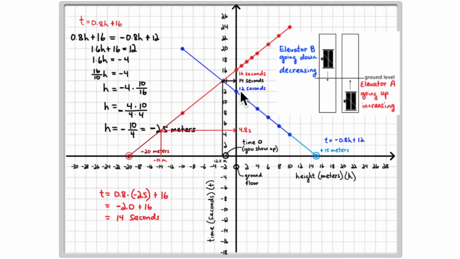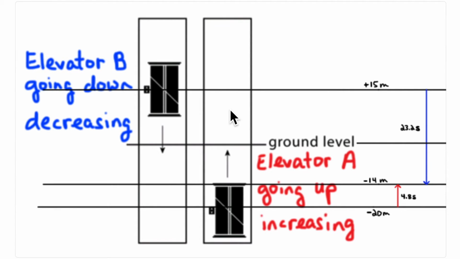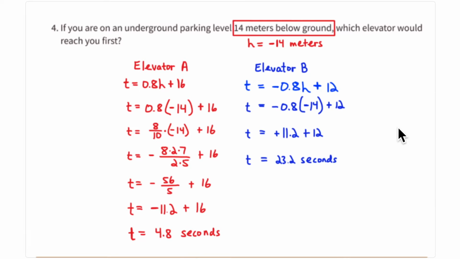To compare it to elevator B, here's a little diagram. Notice that elevator A is at negative 20 meters. It only has to travel 6 meters to negative 14 meters. That takes 4 8/10 seconds. But look at elevator B. Elevator B is at a positive 15 meters. It has to travel 15 meters plus another 14 meters. That's a total of 29 meters. So all that is going to take 23 2/10 seconds. We're going to do that math right now.